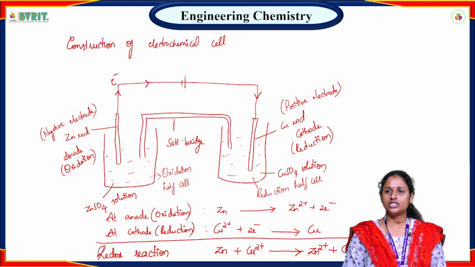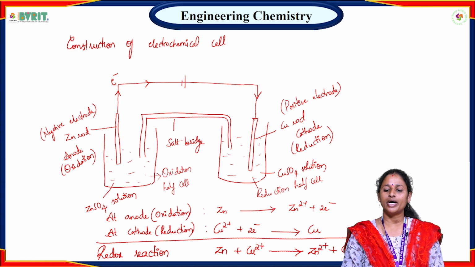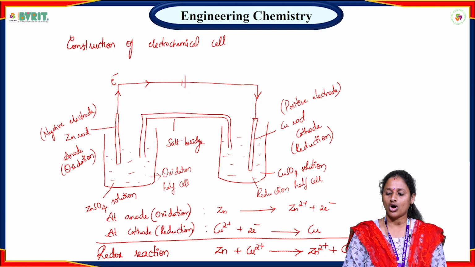So oxidation means loss of electrons from the Zn, which gives Zn2+. The electrons are transferred from the zinc rod to the copper rod, where the deposition of copper takes place in the reaction, that is Cu2+ plus 2 electrons gives rise to Cu. So the redox reaction here is Zn plus Cu2+ gives rise to Zn2+ plus Cu.